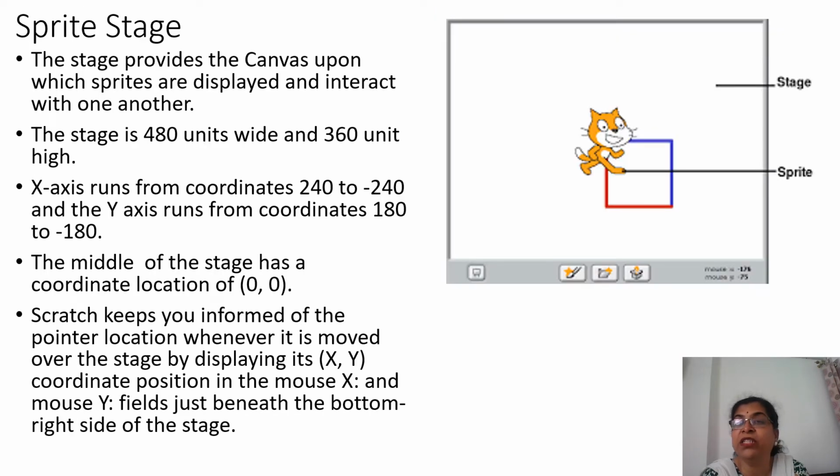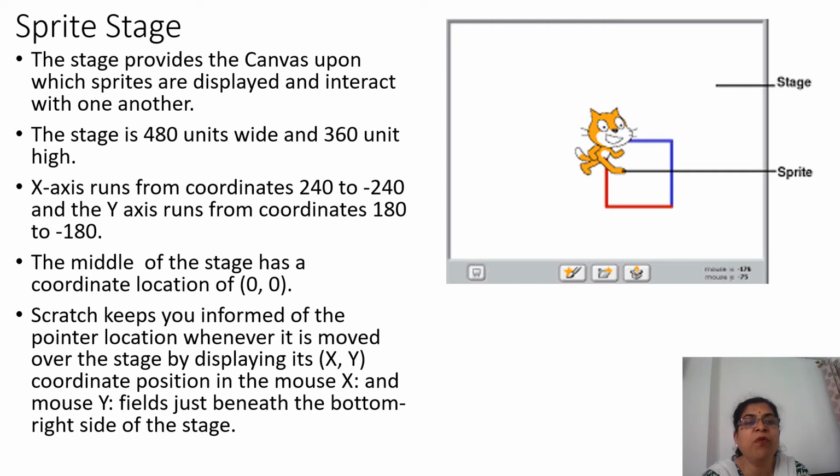Now, Sprite Stage. What is the Sprite Stage? The stage provides the canvas upon which the sprites are displayed and interact with each other. The stage is 480 units wide and 360 units high. The x-axis runs from the coordinates 240 to minus 240 and the y-axis runs from the coordinates 180 to minus 180. Okay, the stage is wide means horizontally it is 480 units and vertically it is 360 units.